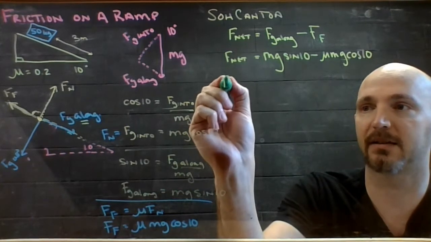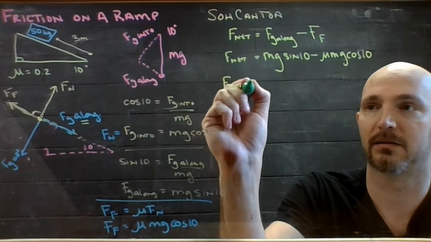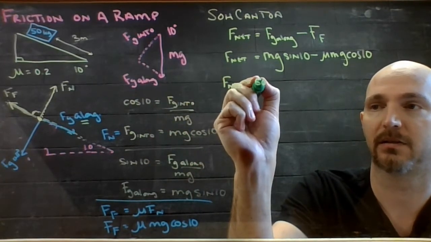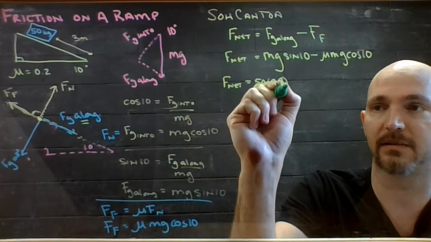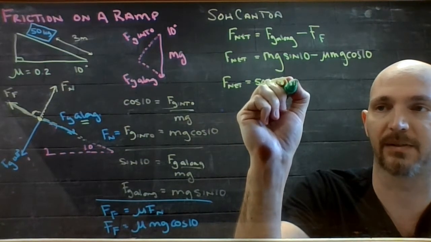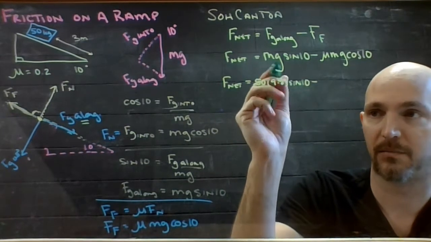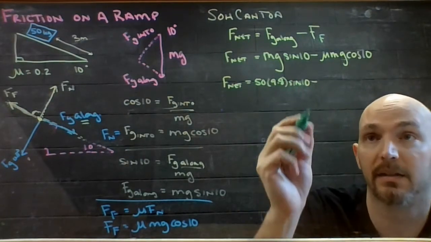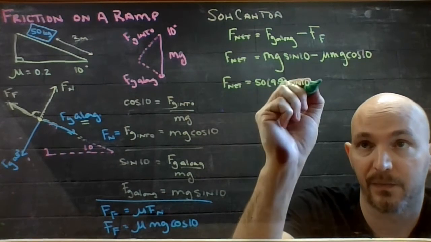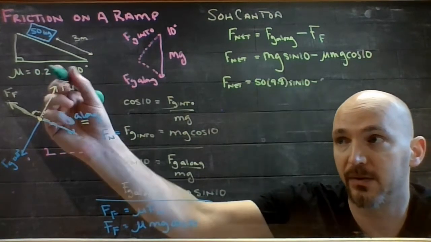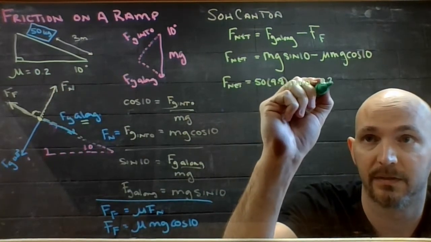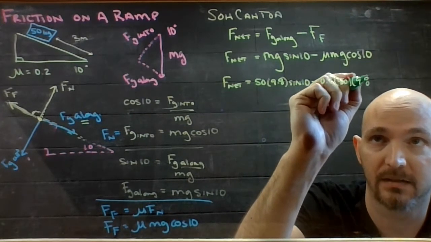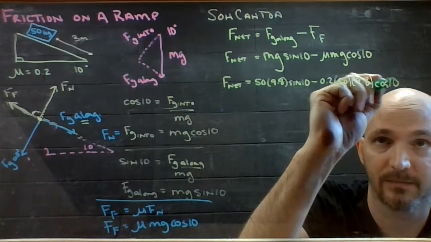So F net equals 50 times 9.8 sine 10, sorry, minus, my face is going to get in the way here, minus the mu value, which is 0.2, mass is 50, g is 9.8 times the cosine of 10.